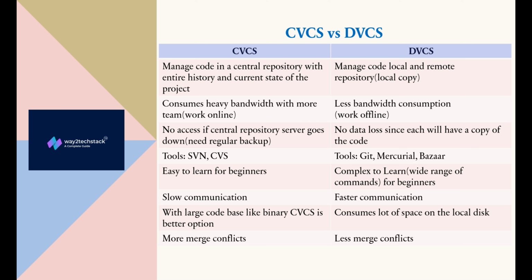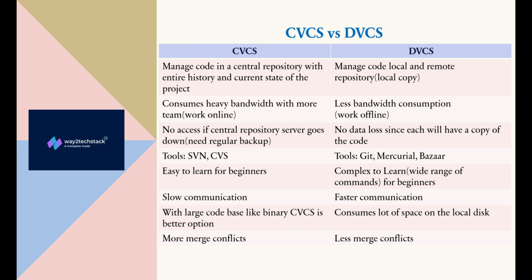Why? Because most of your work is done offline. What does it mean? First, I will commit my changes to the local repository. Until I do that, I will not consume any bandwidth. The task will be done in the local system. Only when I want to push my changes to the remote repository, I will execute the command, and that command will communicate over the network, which will consume bandwidth. That is the reason why CVCS is called online work and DVCS is called offline work.